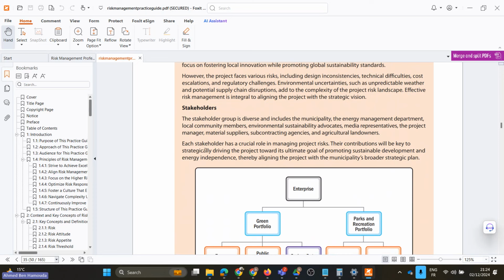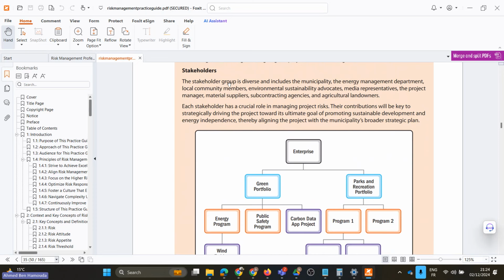Now, here we have a list of the stakeholders. The stakeholder group is diverse and includes the municipality, the energy management department, local community members, environmental sustainability advocates, media representatives, the project manager, material suppliers, subcontracting agencies, and agricultural landowners. Each stakeholder has a crucial role in managing project risks. That's an important part of PMI's mindset in regards to this certification.